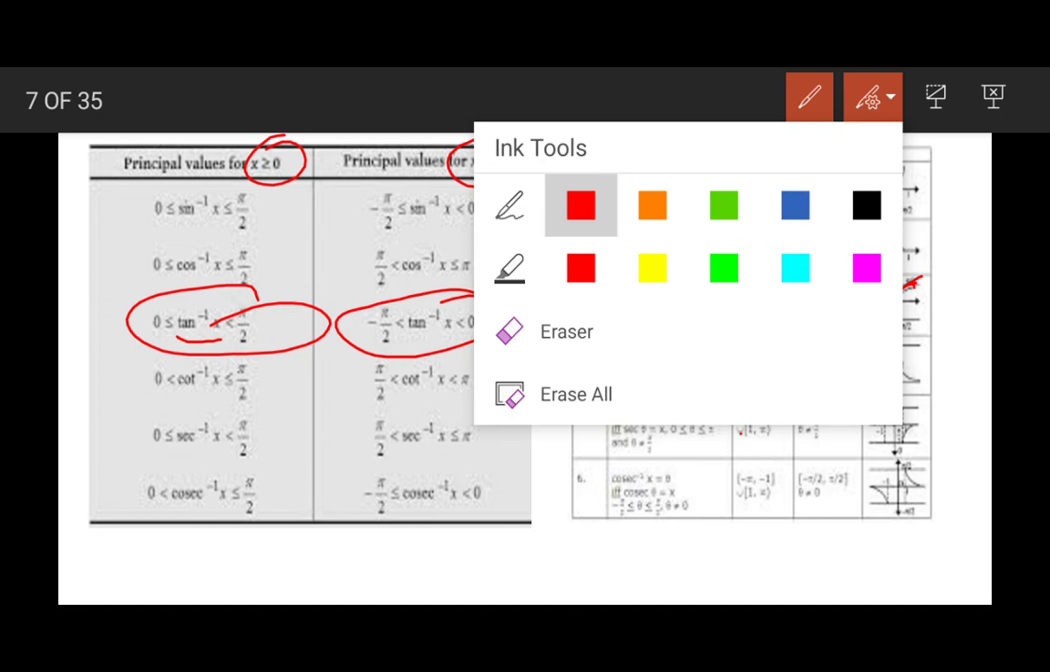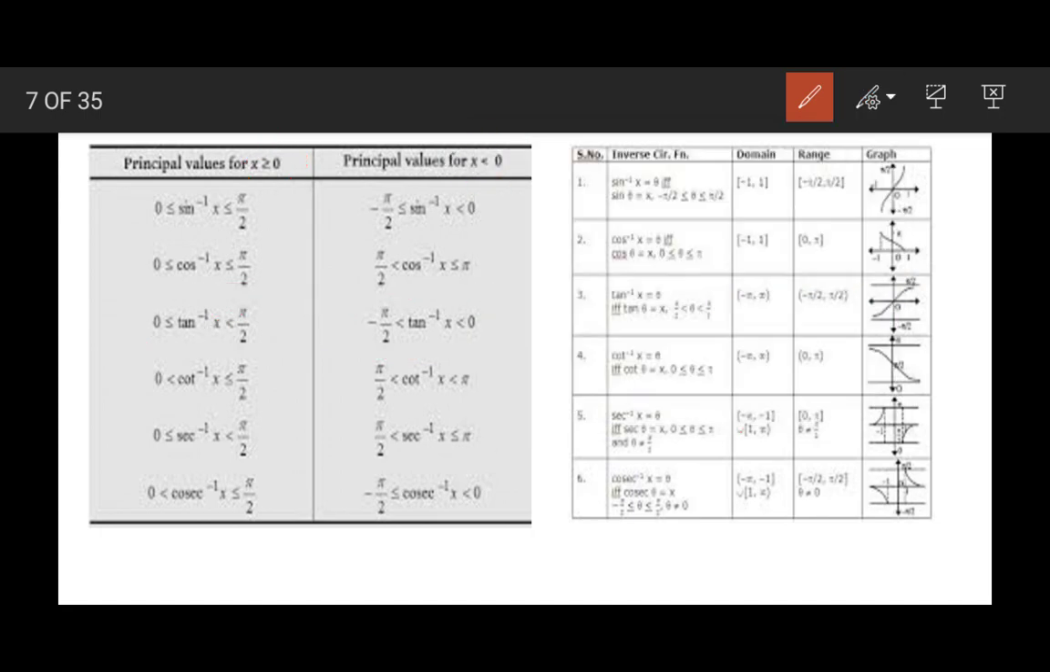Then let us see cot inverse x. So the principal value for cot inverse x lies between 0 and pi by 2, and when x is less than 0, it lies between pi by 2 and pi. So the range for cot inverse x is 0 to pi. And the domain is minus pi to pi. Then the graph will be just opposite of tan inverse x. So it will be like this. By plotting values, we get a graph like this.